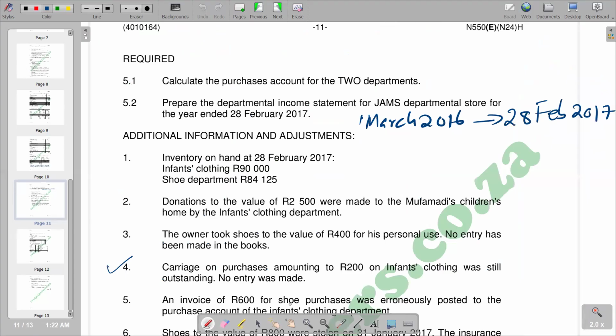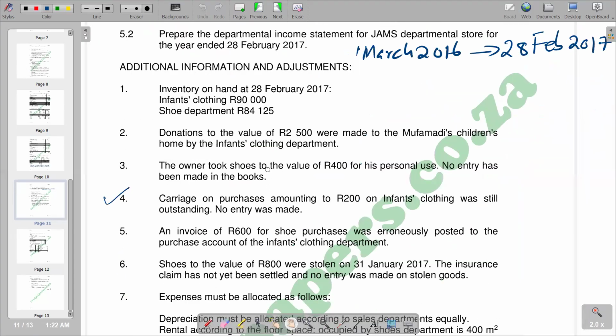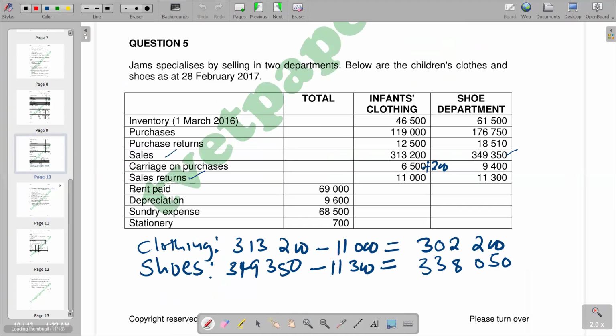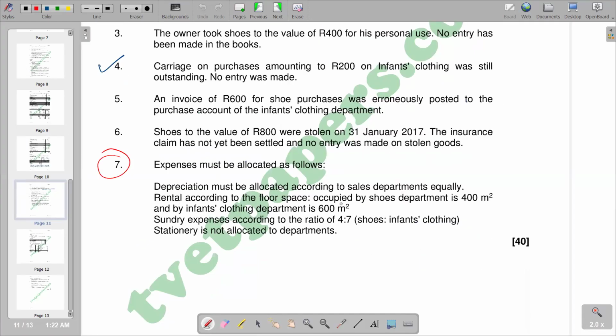So we go to the question and try to see what we have in terms of apportioning. We go to item 7. It tells us how we are going to allocate. Expenses must be allocated as follows, across departments equally. But the one that we need is the rent paid. So we go there: rent, according to the floor space occupied by the shoes department, is 400 square meters. So we have 400, which is for the shoes. And for the clothing, we are given 600.